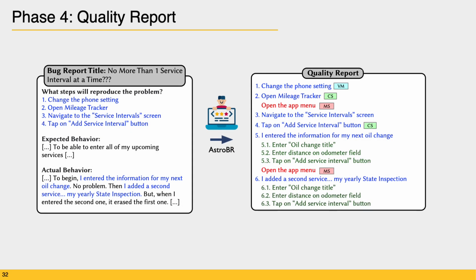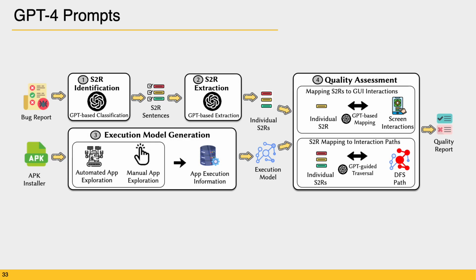Finally, after assigning all quality annotations and identifying missing S2Rs, we generate a quality report. Here the missing steps are marked in red, and you can also see the ambiguous step. Ideally, each S2R must describe one atomic interaction. This report will be sent back to the reporters as feedback, and reporters can use this quality report to improve the bug report. Now, I'll discuss how we designed different prompts and asked those to GPT-4.